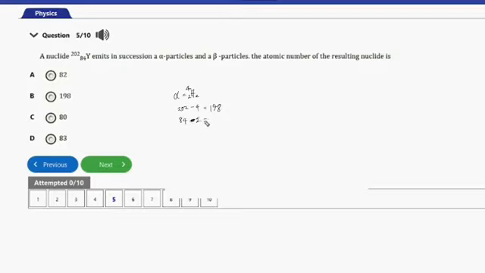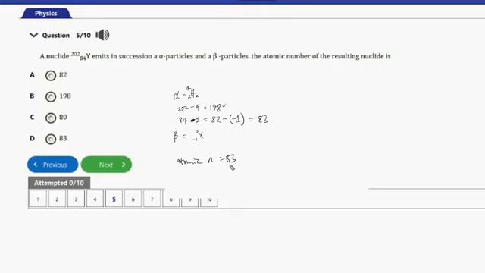So in that case, it also emits a beta particle, and the beta particle actually has the mass of 0, and then the atomic number here will be -1. So in that case, the mass here will remain 198, and then the atomic number here, since it emits a beta particle, that will be minus a -1, which is +1, and that's 83 here. So 82 plus 1 is 83. So in that case, the atomic number of the resulting nuclide is 83, and that's option D.